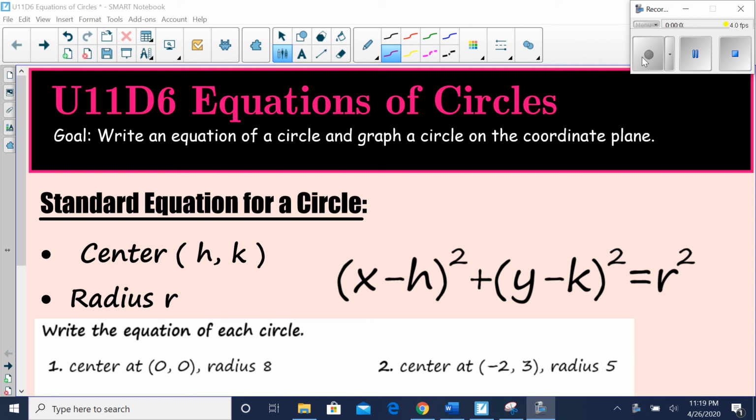Hey guys, quick lesson today on equations of circles. So our goal for today is to write the equation of a circle and graph the circle on a coordinate plane. We're actually going to look at graphs, not graph them ourselves.